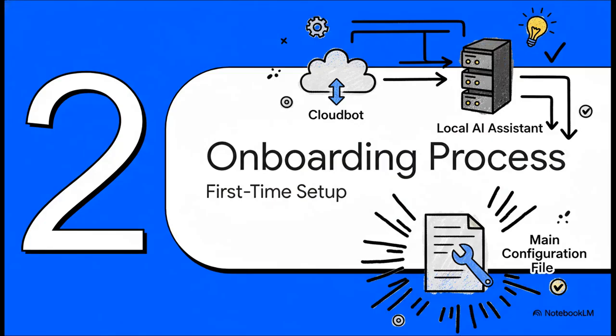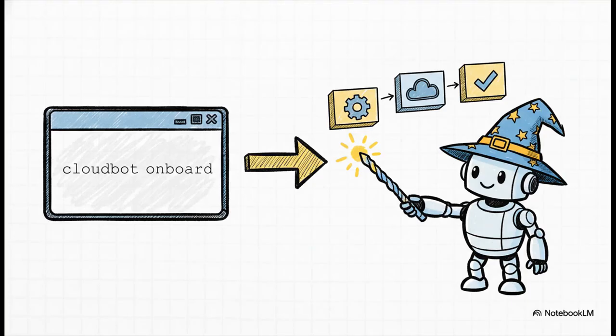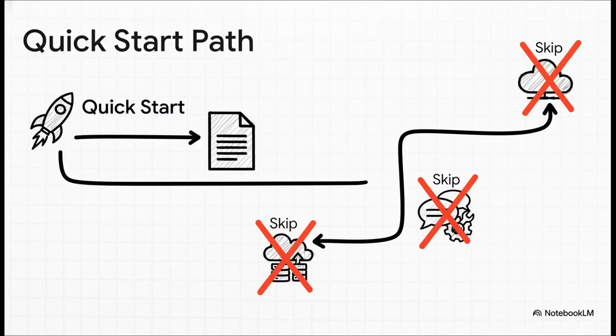All right, with our tools installed, it's time to do the initial setup for Cloudbot. This is just a one-time thing, a little onboarding process that gets our main configuration file all ready to go. And it all starts with this super simple command, cloudbot onboard. Once you run that in your terminal, it's going to launch this handy little setup wizard that'll walk you through the first-time configuration. Now, here's a pro tip to get to the good stuff, the Ollama part, as fast as possible. Just take the quick start path.